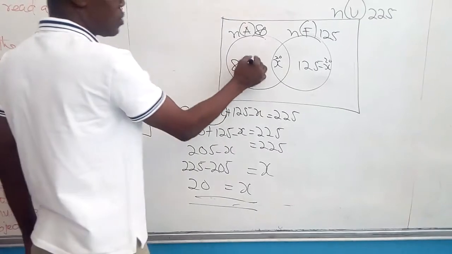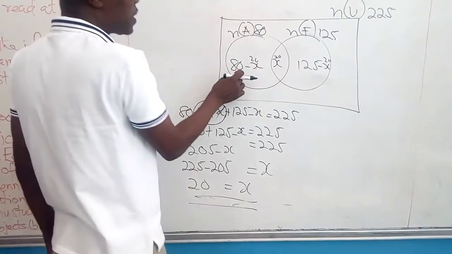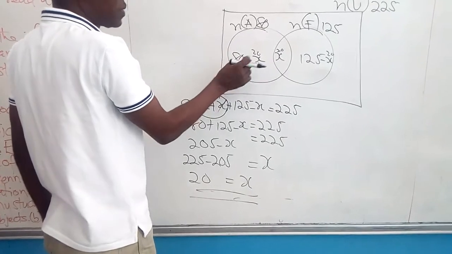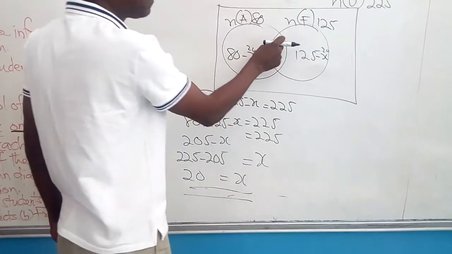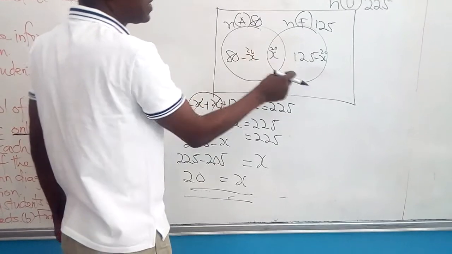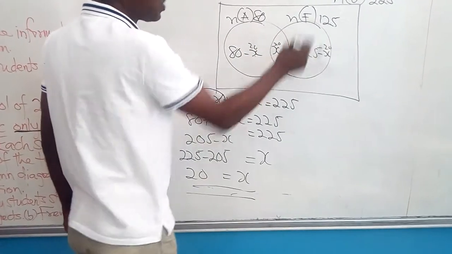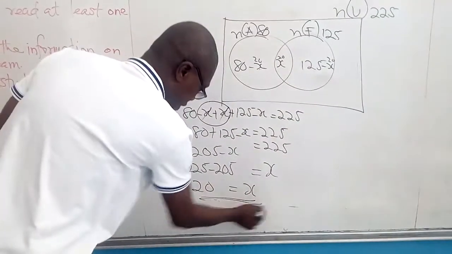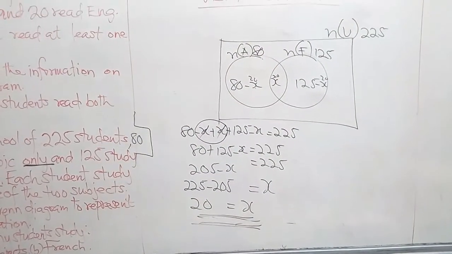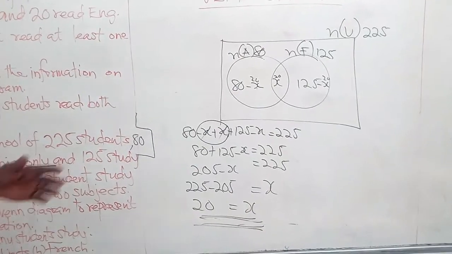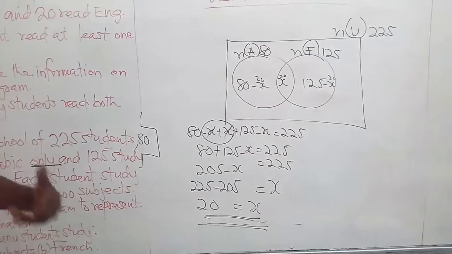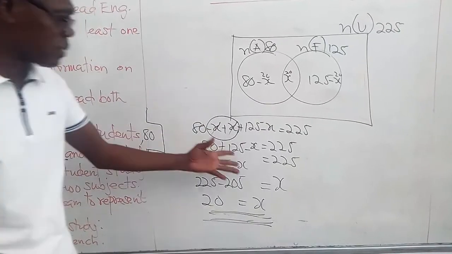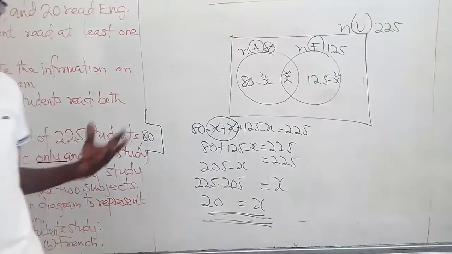This is 20. So 60 for this one, because 80 minus 20 will be 60. With this 80 plus this should give us 225. So that is that. Now I will give you subsequent videos and audios about Venn diagrams, because this is just a part of it.